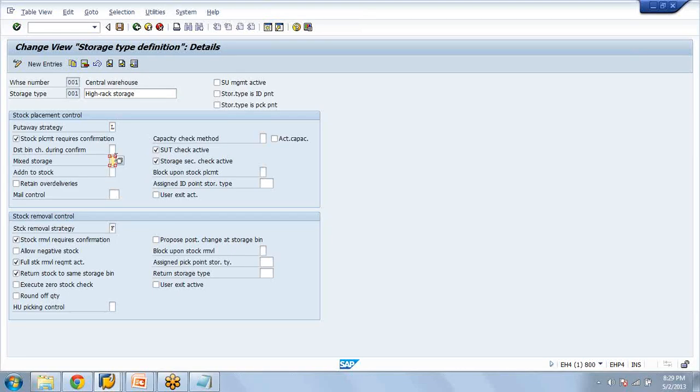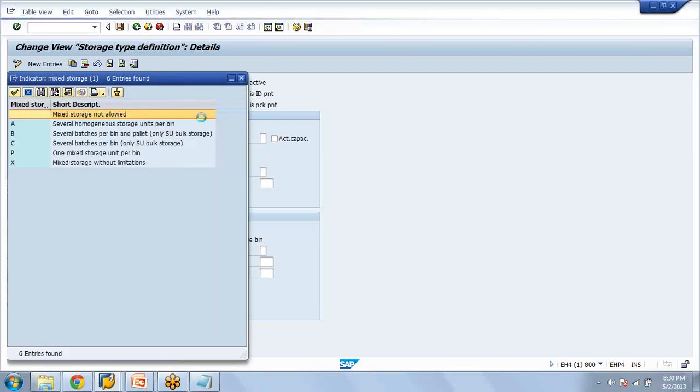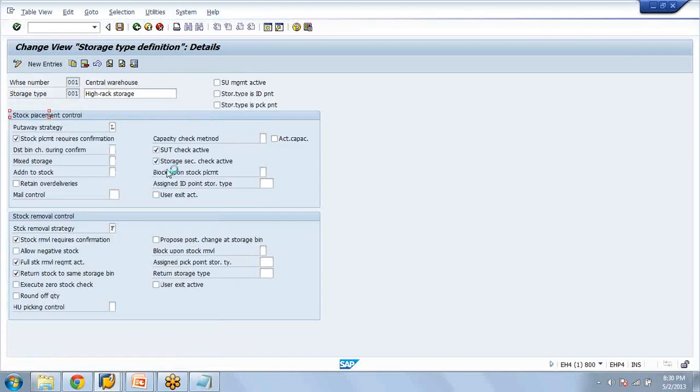The next time you procure using this addition to stock, the system will go and keep it there. But if the characteristic is different, what will happen? If the characteristic is different, now what you can do is activate mixed storage. Mixed storage means, in one storage bin, you can keep different quants at once. That is called mixed storage.